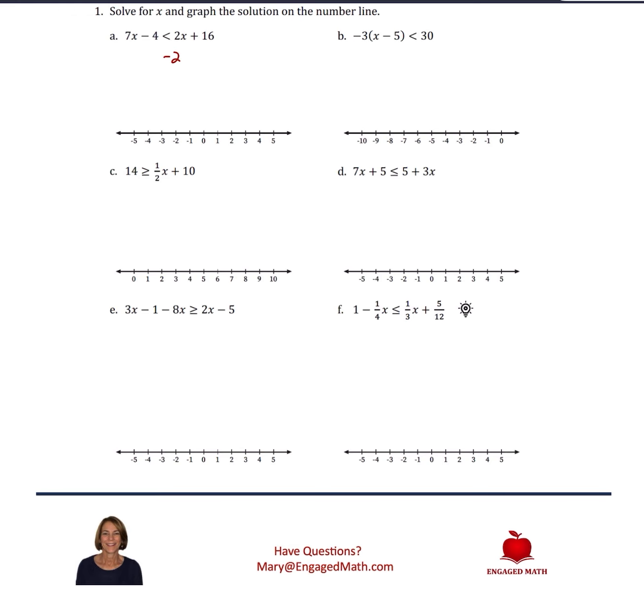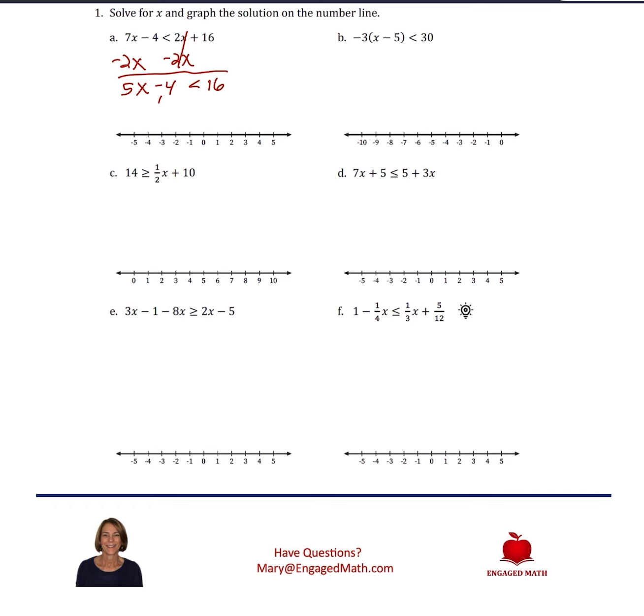So if we look at this first problem, we know we have to subtract 2x from both sides, or if you want, you could subtract the 7x from both sides. I personally like to get the variables on the left. So we're going to rewrite this as 5x minus 4, and then now the 2x's cancel, and we have less than 16. Okay, so no problem there, but now let's add the 4 to both sides.